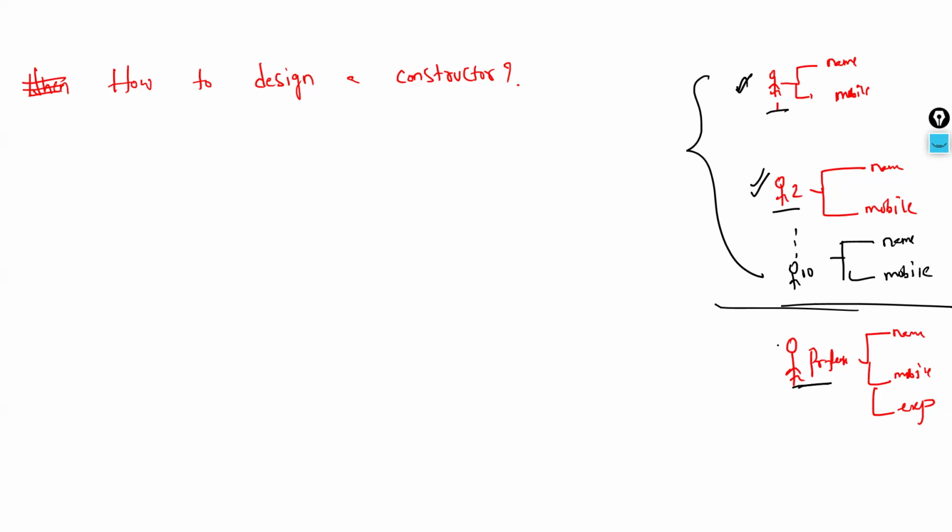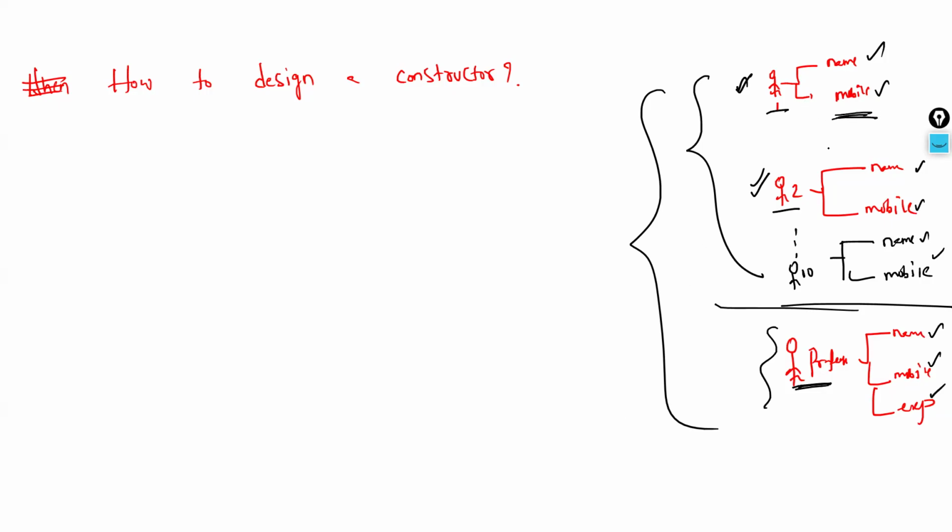But if any one object is different from that, can we create a constructor for all these 11 objects? It is not a correct way of designing a constructor, because the data is name and mobile number only for the first 10 objects. But what about this 11th object? Name and mobile number and also one experience is there. Then what will happen if you design a common constructor? Student will not have any experience, right? It's meaningless. Correct or not?